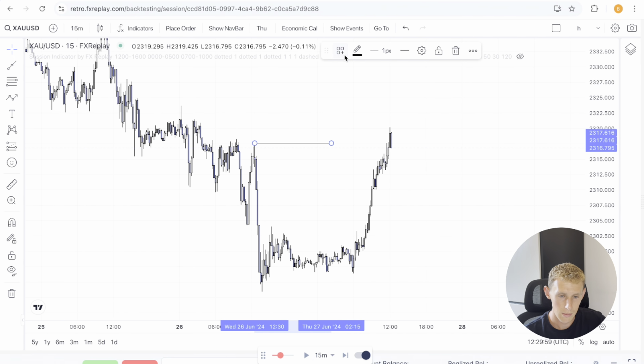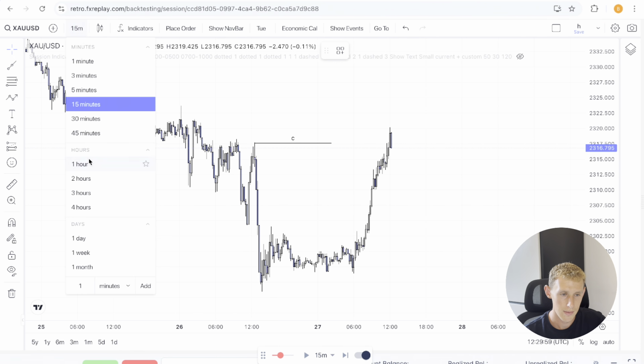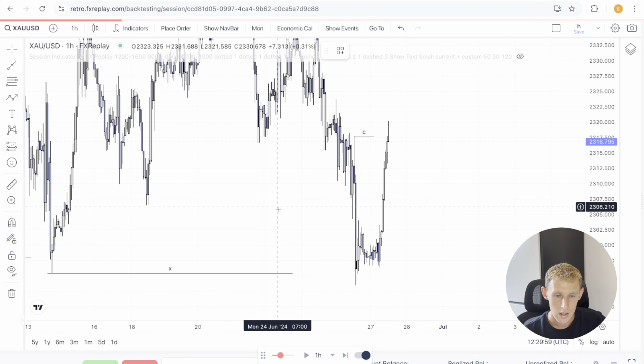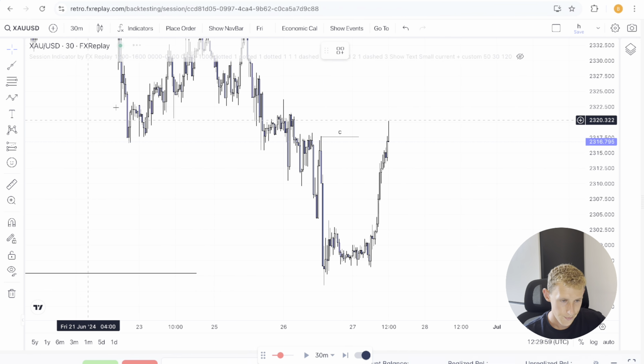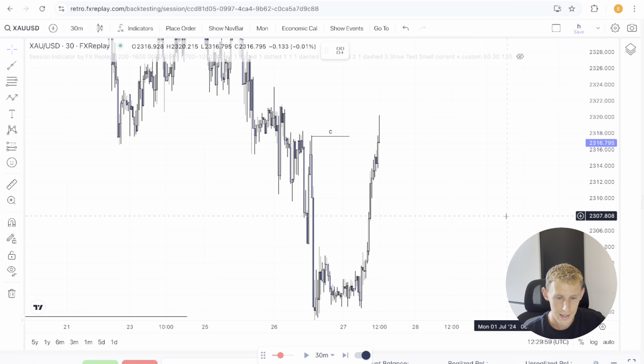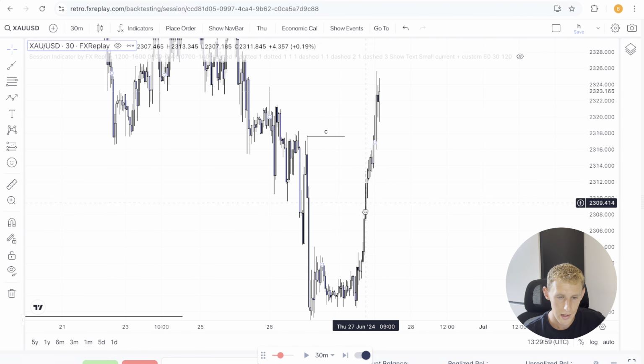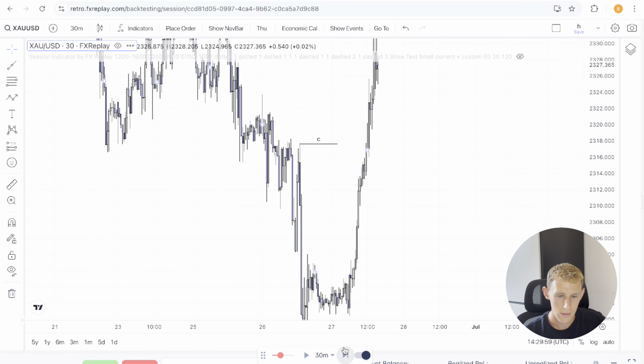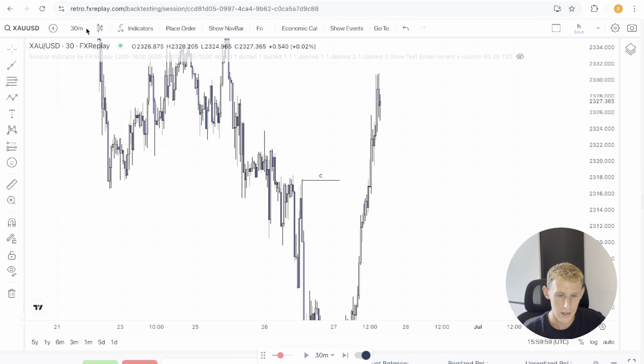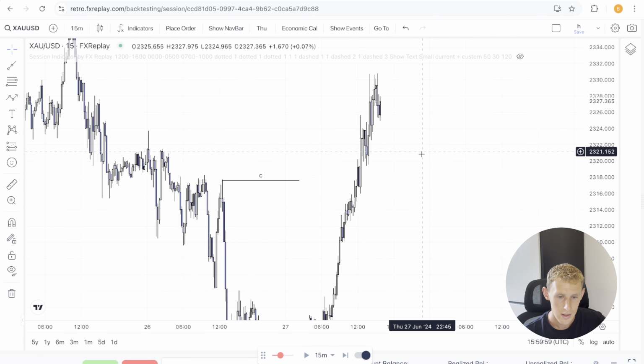There we go. So price gave us our change of character. That's what we wanted to see. In terms of entries, not really seeing a clear demand zone to enter from, so I'm just going to play this on a little bit. Yeah, so it doesn't look like price is pulling back for us there.